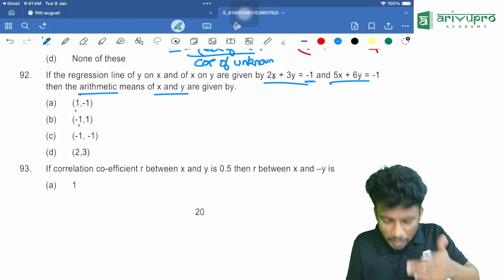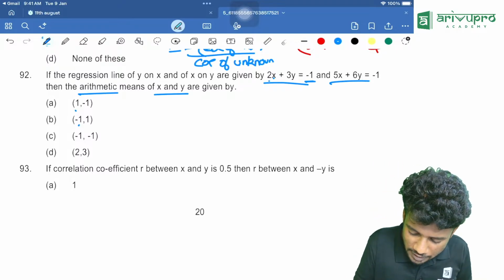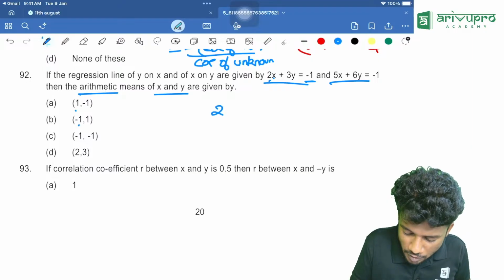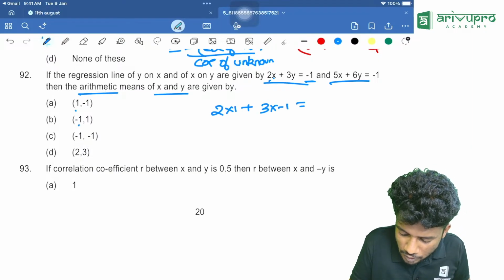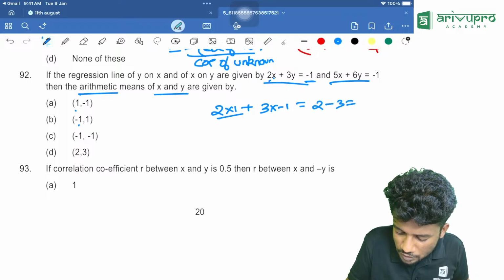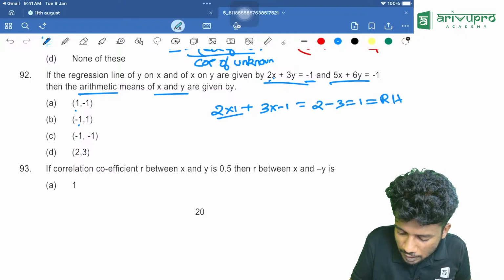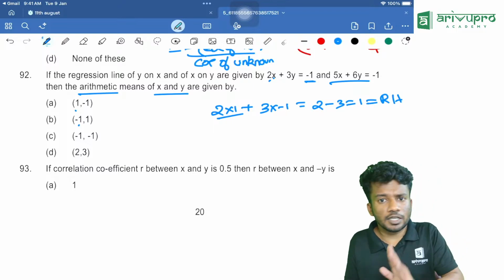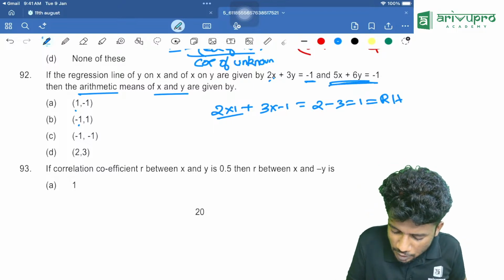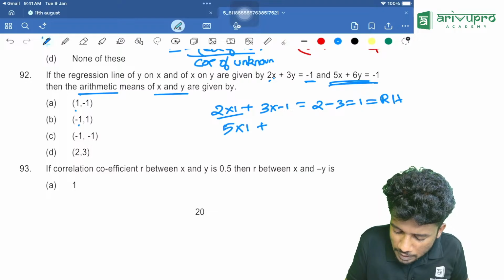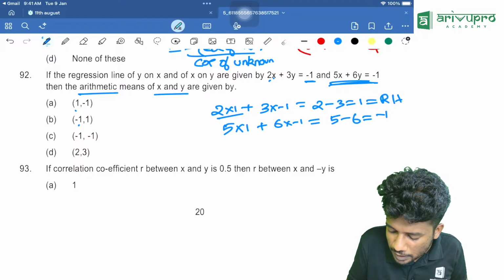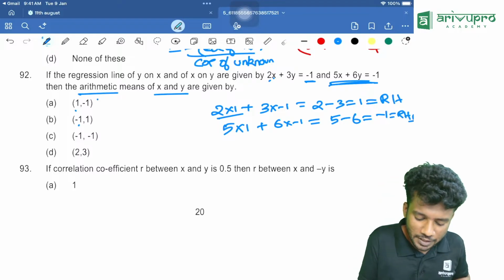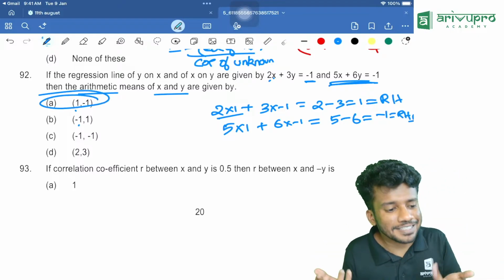That's your option. Now look into the first option. Instead of x, you will put what? 1. That means 2 into 1 plus 3 into minus 1. That is equal to how much? 2 minus 3, which is equal to minus 1, which is equal to our RHS. That means the first equation is satisfied by option A. Now we will check the second equation. 5 into 1 plus 6 into minus 1, which is equal to what? 5 minus 6, which is equal to minus 1, which is equal to RHS. That means option A is your answer. That is the easiest method.